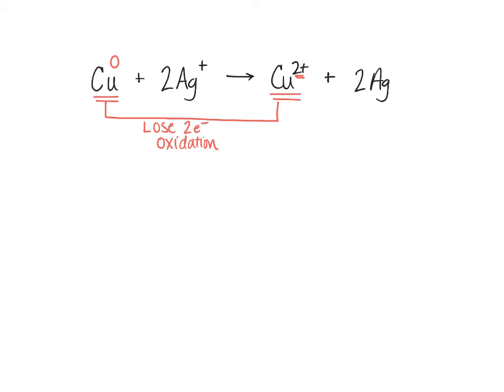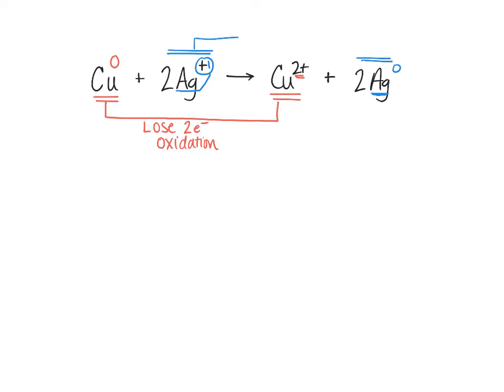Now, look at the silver. The silver, on the reactant side, I have the plus there with no number. It's understood to be 1. So I have 2 silvers with a +1 charge. Okay, so each silver is a +1. Now look at the silver on the product side. There's no charge written next to it, so it's a 0.